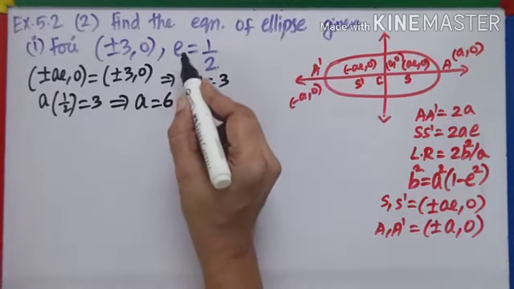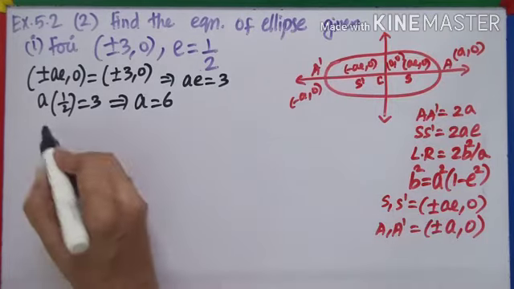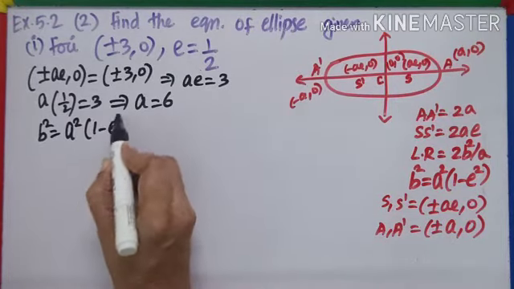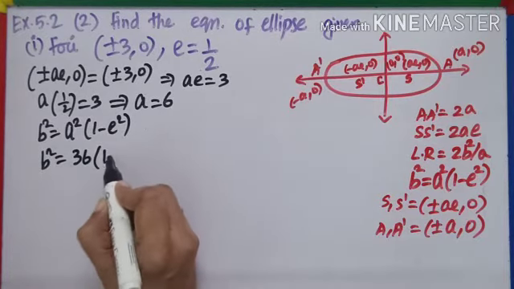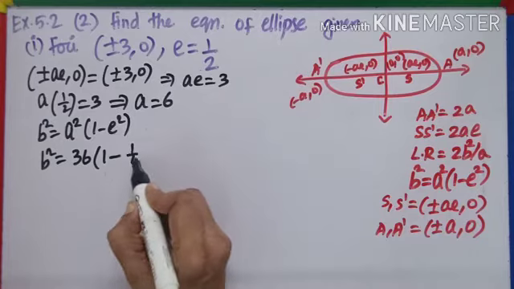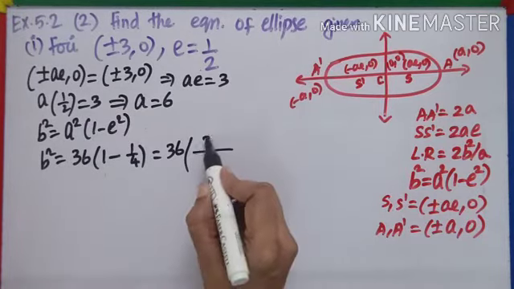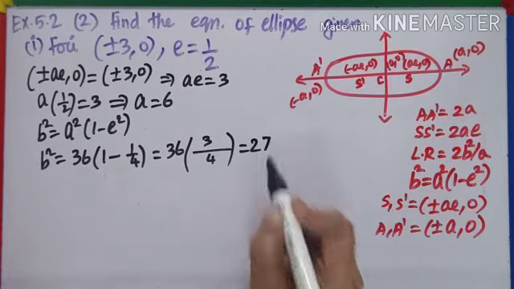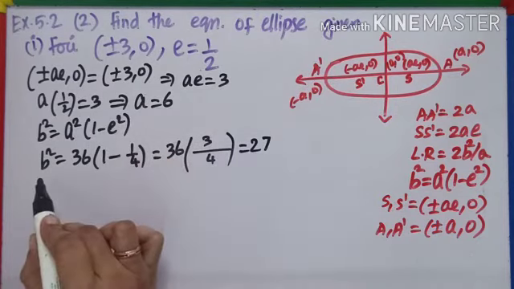Having known A and E, my immediate step is to find B square. B square is equal to A square into 1 minus E square. That is A square 36, 1 minus E square 1 by 4. Taking LCM, it is 4 minus 1, that is 3 by 4. Cancelling, 9 3s are 27. So now I know what is A square, what is B square.